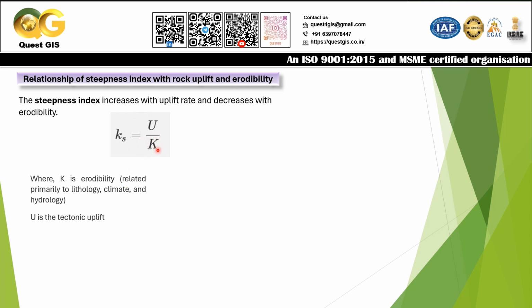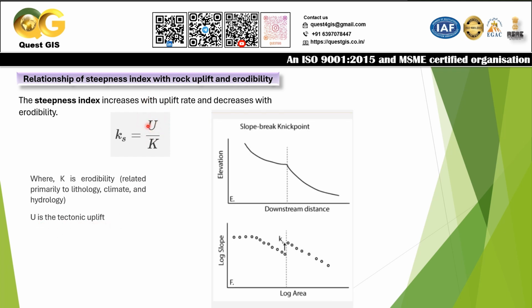So where K is the erodibility, it is primarily related to lithology, climate and hydrology, because these are the factors that affect the erodibility and how efficiently a rock can be eroded, right? So these are the factors that affect the rock erodibility. And U is the tectonic uplift rate. So the more the tectonic uplift rate, the more the steepness.